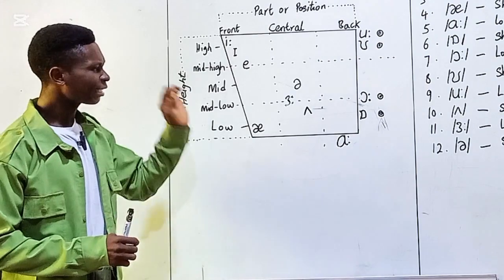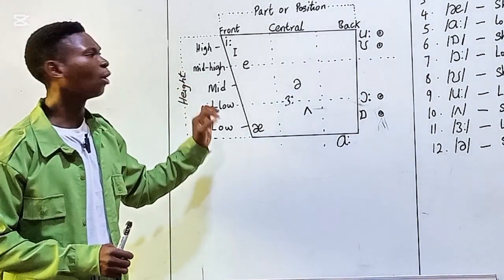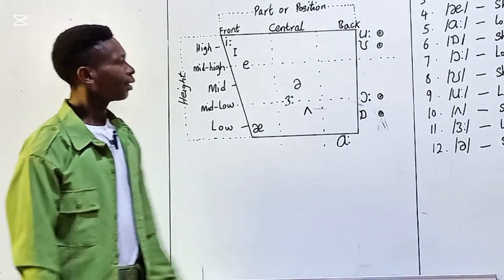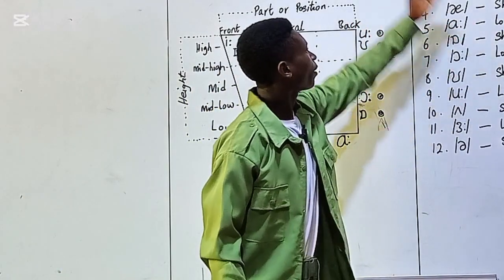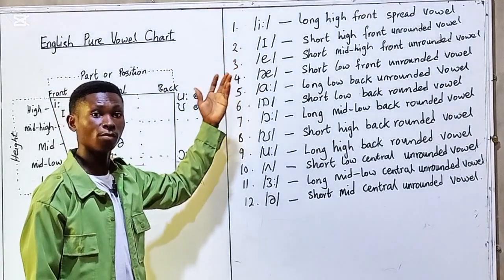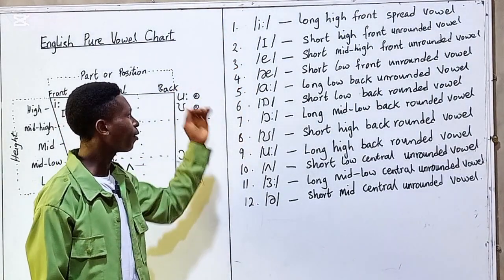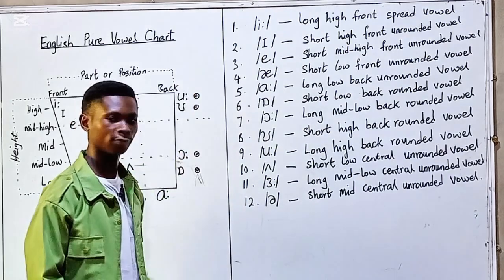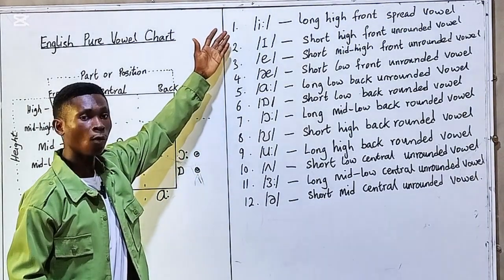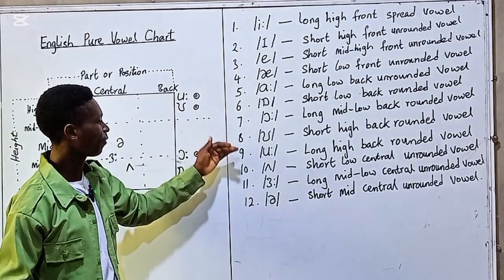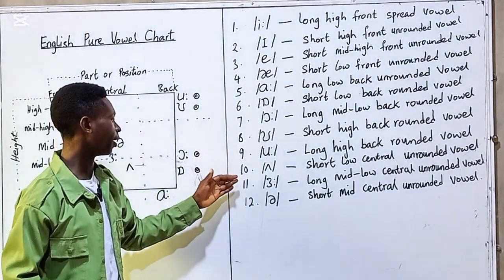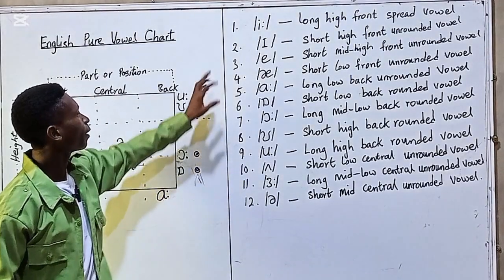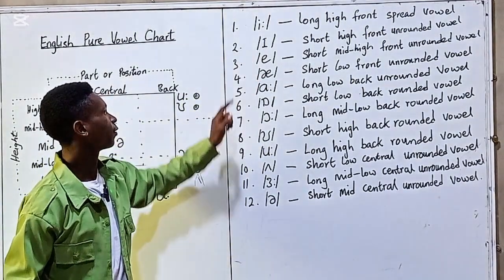Now, let's look at the actual description of each of these pure vowel sounds. Looking at what we have here, we have the pure vowel sounds, that's the monophthongs of the English language, arranged orderly, chronologically from number 1 to 12, ranging from the 4 front vowels to the 5 back vowels and then the 3 central vowels. All right, so let's consider the description of each of them.